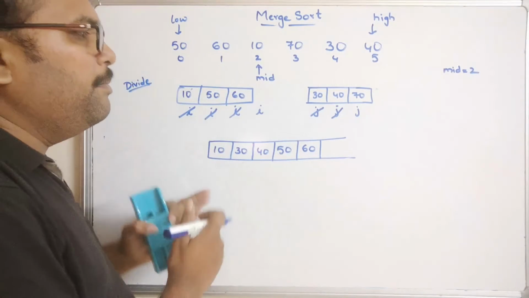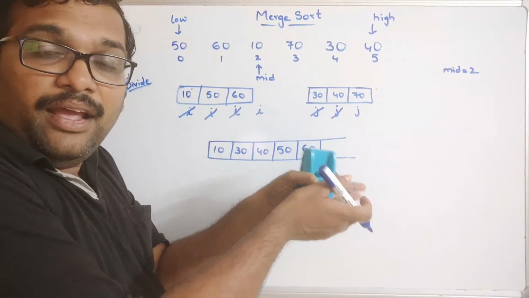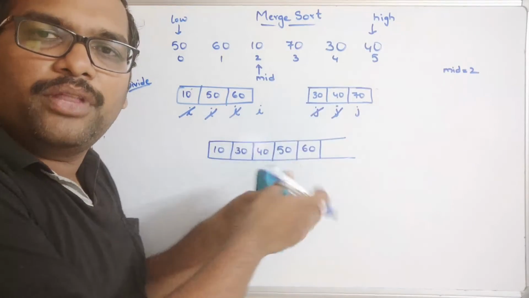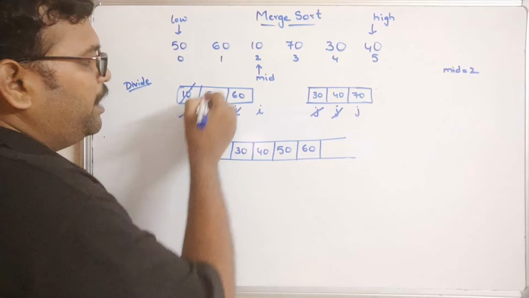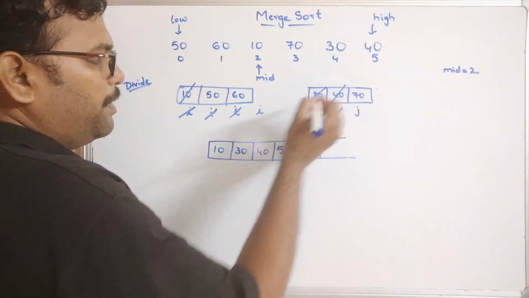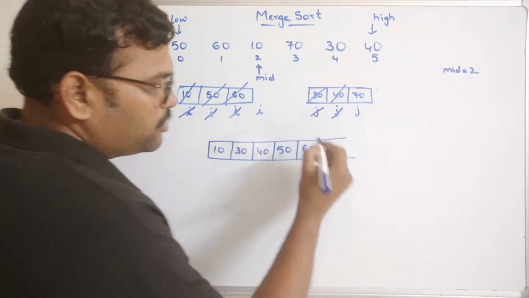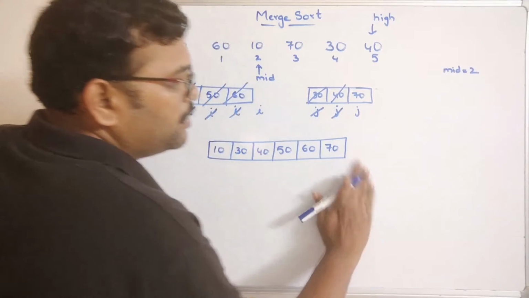So then immediately what do we have to do? We have to go with the other array, and whatever elements remain in that array will be directly copied to the new array. So only one element is there. Already 10 we have copied, then 30, 40, 50, 60 are copied. So only one element remains here, so we will simply write 70 in this place.